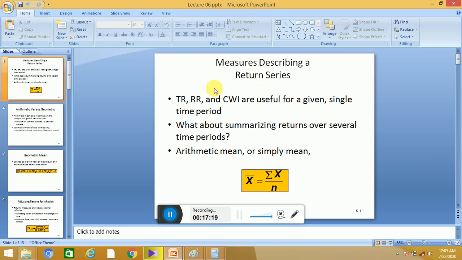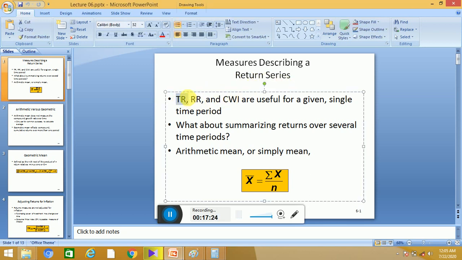Measures describing a return series. Total return, we discussed about this. Relative return and cumulative wealth index are useful for a given single time period. What about summarizing return over several time periods?